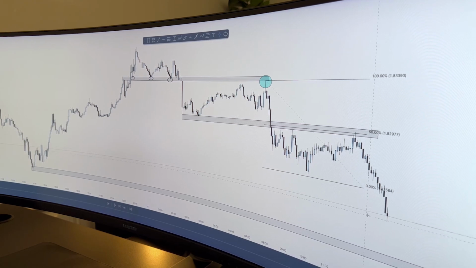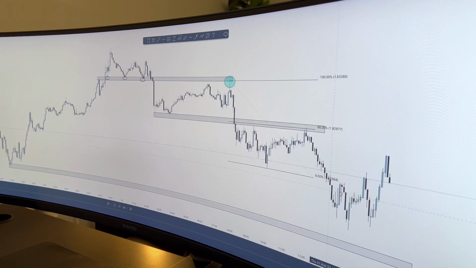Now, this is a key thing as well that I wanted to discuss. Notice how we are now approaching this level of support. So what do you think is going through sellers' minds right now? What's going through their minds is they want to be closing their positions. There's going to be a lot of people closing their positions as we approach this key level, which means if sellers are closing their positions, buyers are going to be entering the market. So let's just see how price reacts as we approach this level of support.